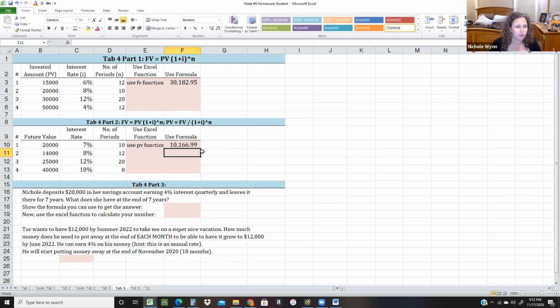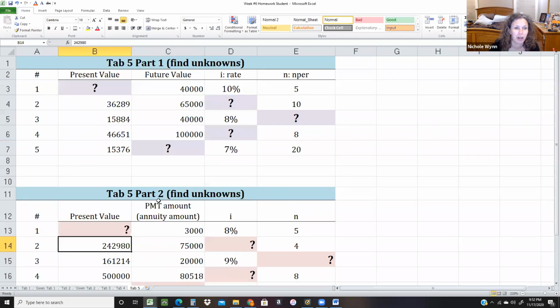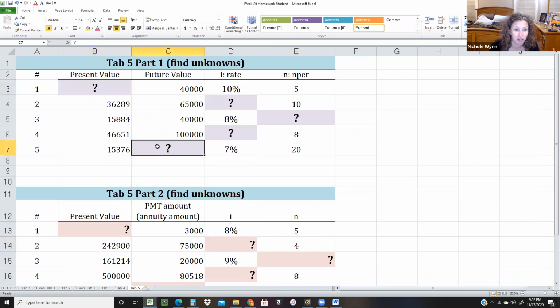Okay. And then here, Nicole's going to deposit some money in savings, and Tora wants 12,000 to take me on a super nice vacation. And then over here, we're going to find some unknowns. So use the PV function, the FV function, the rate function, the NPER function. And then this is an annuity one.